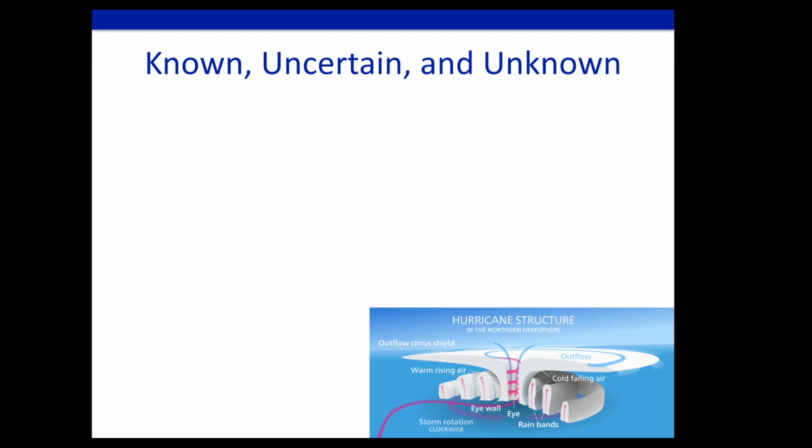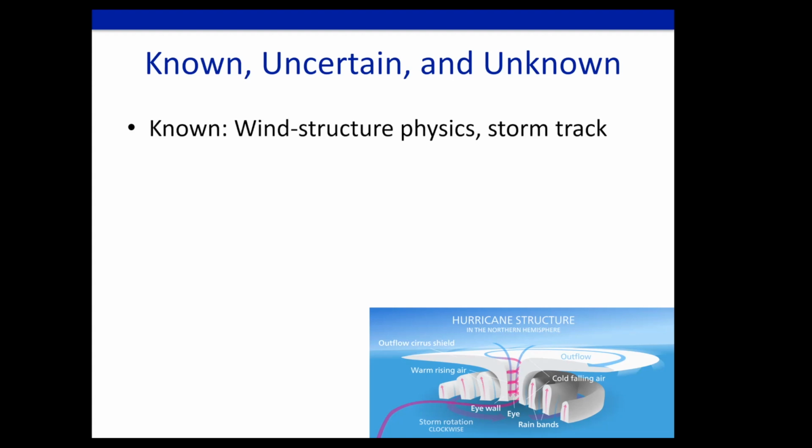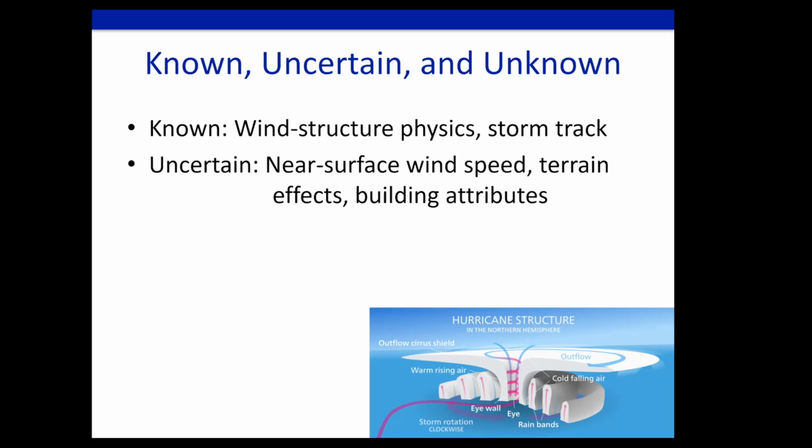That's the idea, just the thought process. An example of the knowns for this hurricane situation: if we're talking about a specific hurricane that made landfall, say Hurricane Michael, we have a pretty good idea of the wind structure physics from atmospheric modelers. And because we're looking back in the past, we have a pretty good idea of what the track of that storm was. We have a pretty good idea of how wide the wind fields were.